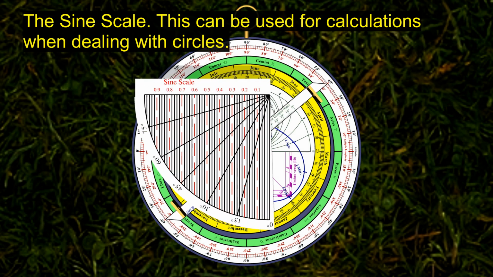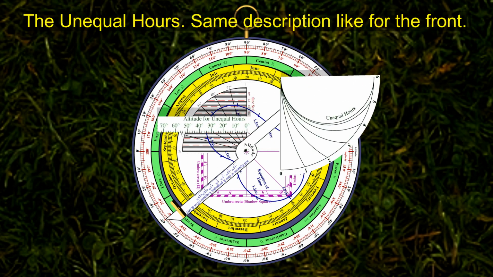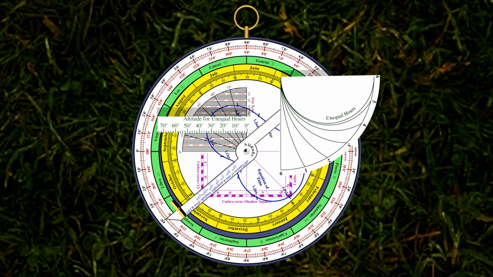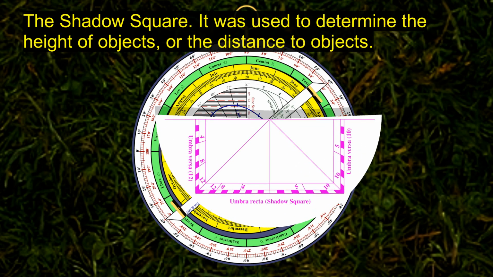The sine scale. This can be used for calculations when dealing with circles. The unequal hours. Same description like for the front. The shadow square. It was used to determine the height of objects, or the distance to objects.